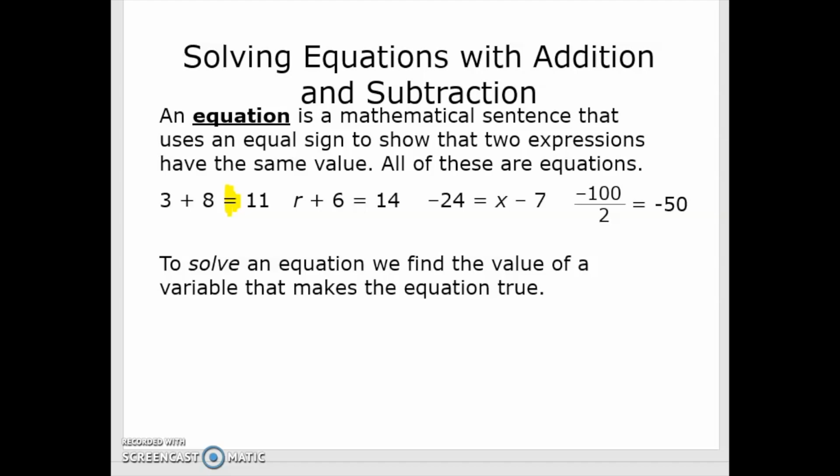So we'll notice that we've got a bunch of equations here. Here's one you've seen, just simple addition: 3 plus 8 is 11. Here's what we would call an algebraic equation. See how we've got our variable? We know that some number plus 6 is 14. Now we're going to learn how to solve for that number.